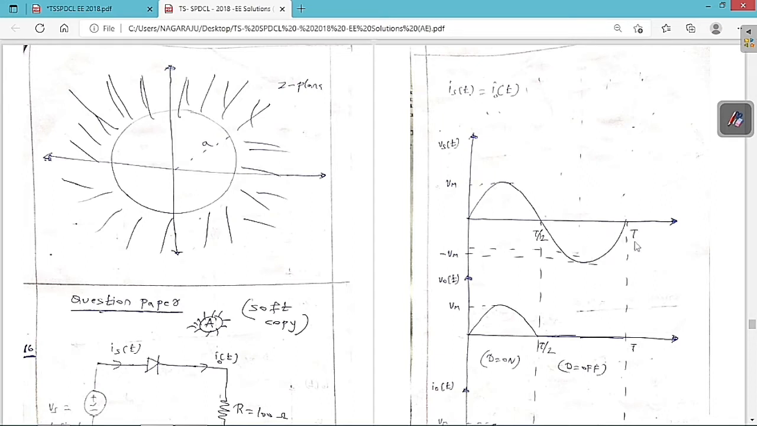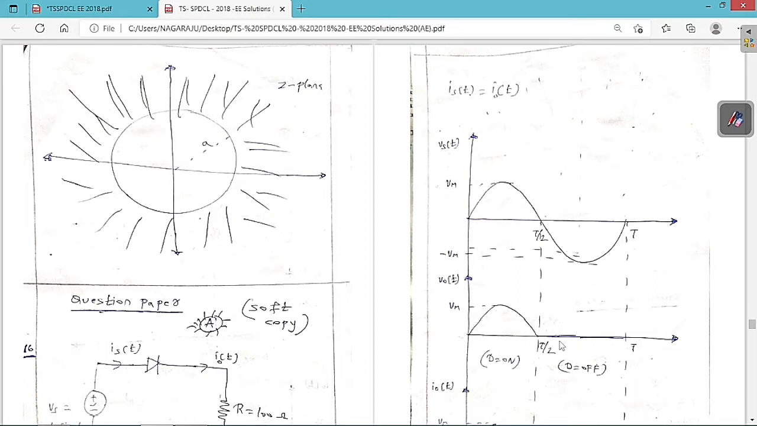So for a time period of T, half of the time period is positive and the remaining half period is negative. I already told you the diode is going to conduct only the positive cycle. So if the diode is on, the output voltage is equal to the source voltage. Same here, same graph. What is the source voltage? The same thing we are going to get in the output voltage also.